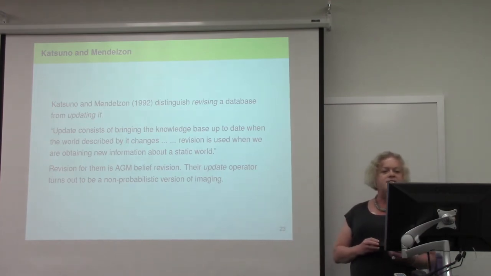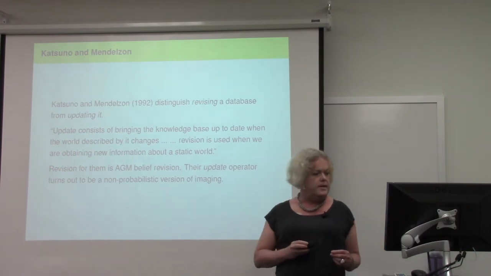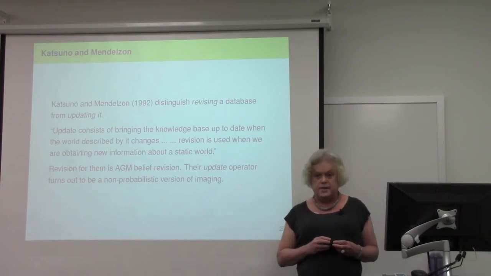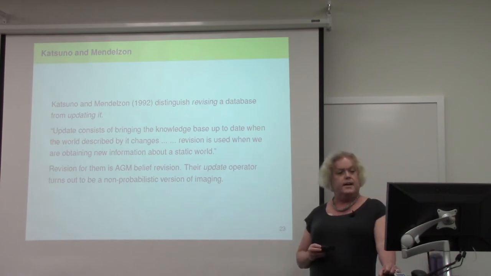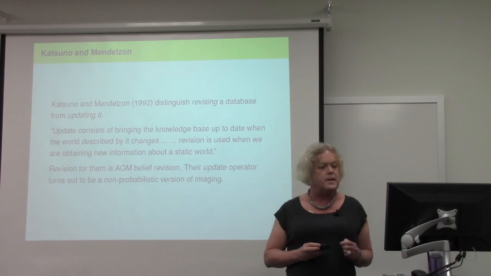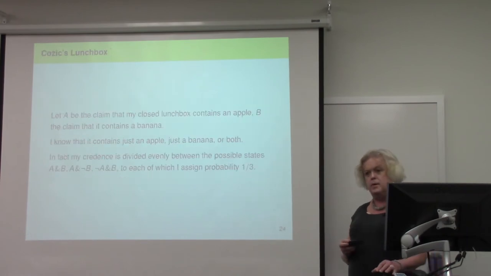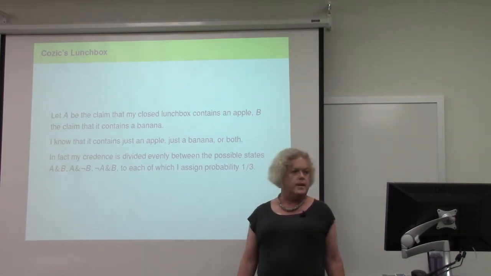They say update consists of bringing the knowledge base up to date when the world described by it changes. Revision, on the other hand, is used when we are obtaining new information about a static world. Revision for them is AGM belief revision, and their update operator turns out to be nothing other than a non-probabilistic version of imaging. So they think that there are direct considerations that favor an imaging-like revision method when we're thinking about bringing a knowledge base up to date when the world that is described by it changes. Here's an example that's actually simpler than the ones Katsuno and Mendelzon give in their original paper, and this example is due to Mikhail Kozich.